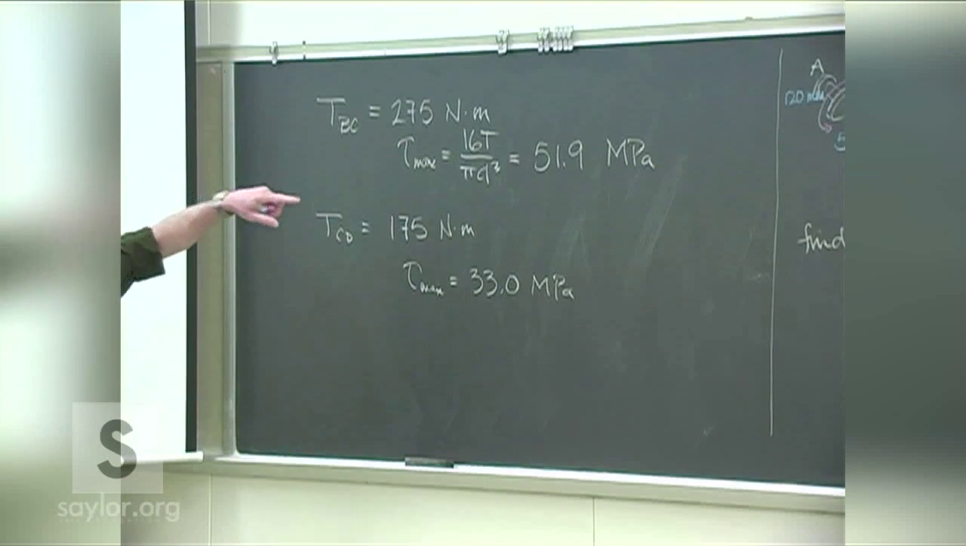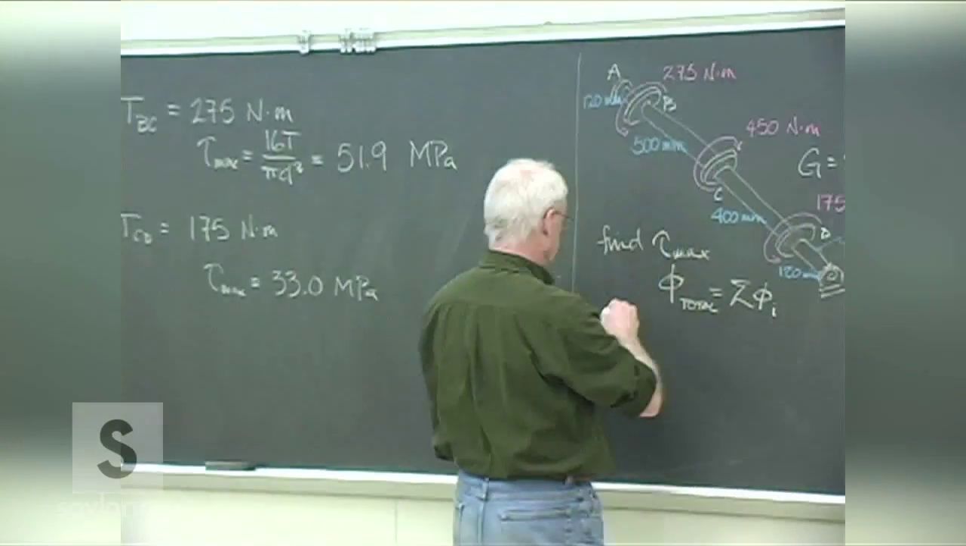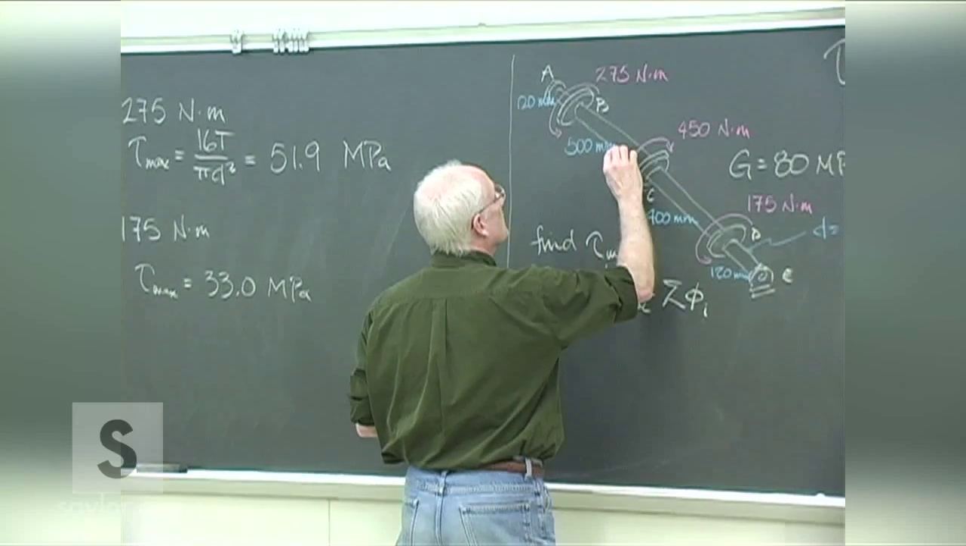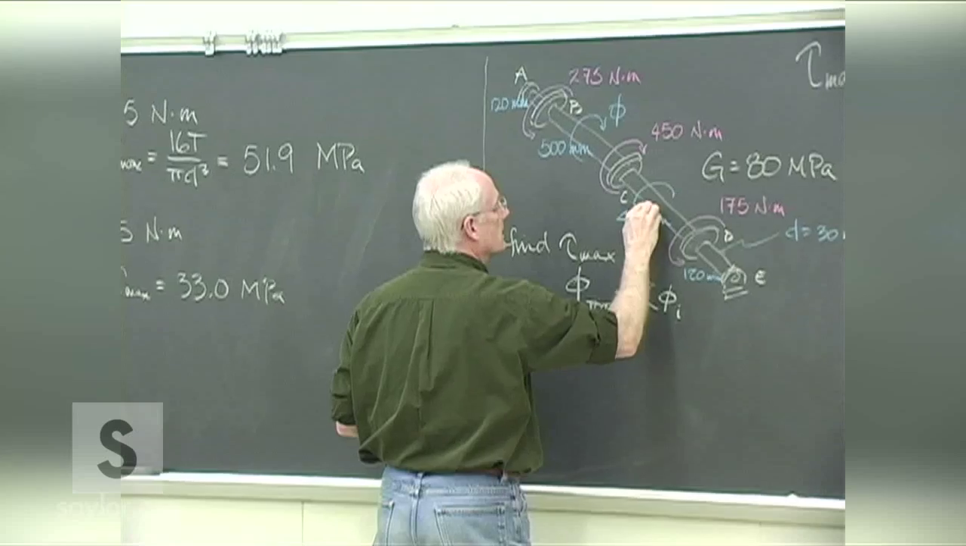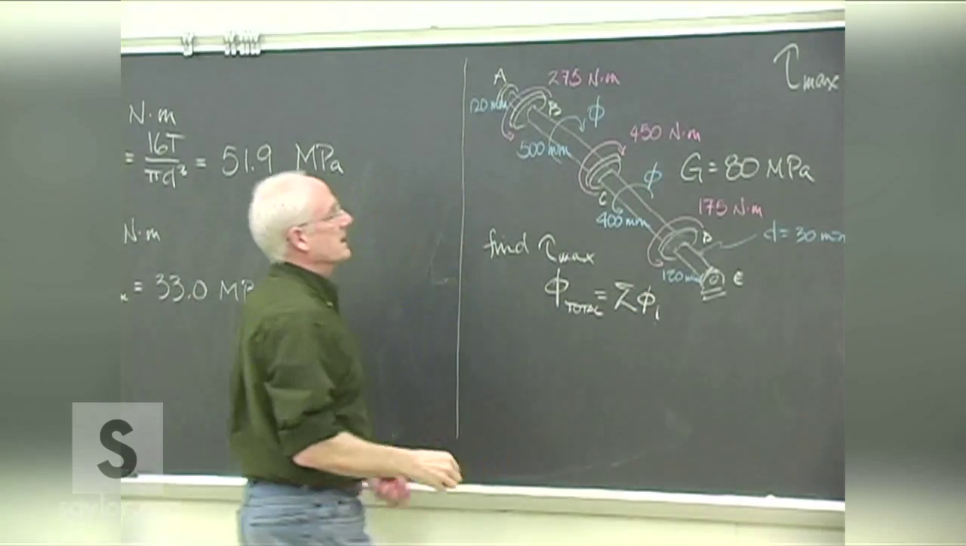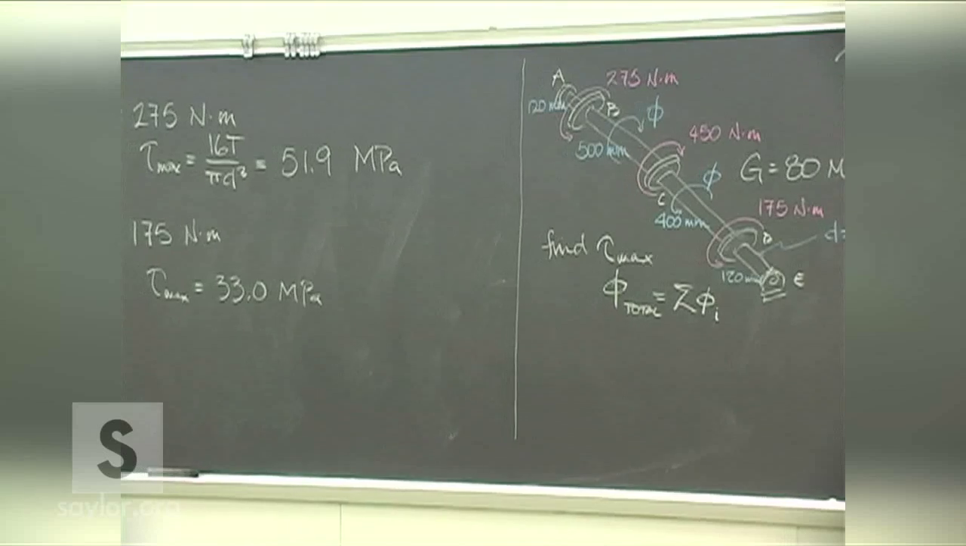Remember that the twist is in different directions for these two sections. For one, we expect it to be that way, and for the other, we expect it to be that way. And so we have to look at both the maximum deflection, but also the total deflection.